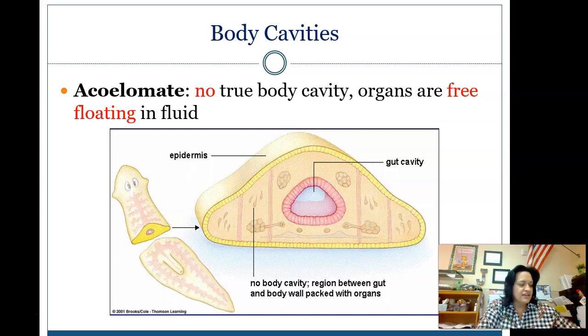So a body cavity is called a coelom, and an acoelomate, if you remember from our vocab verbs, a means without or not. So no coelom, no true body cavity. Organs are free floating around in fluid, okay? So you have one gut here and then all this just free floating stuff.